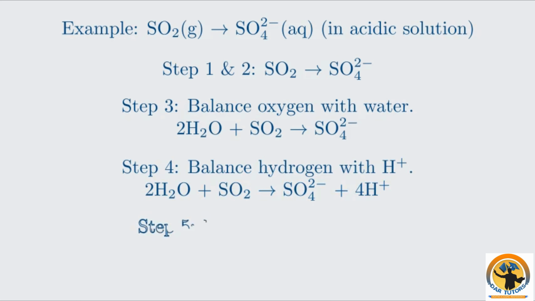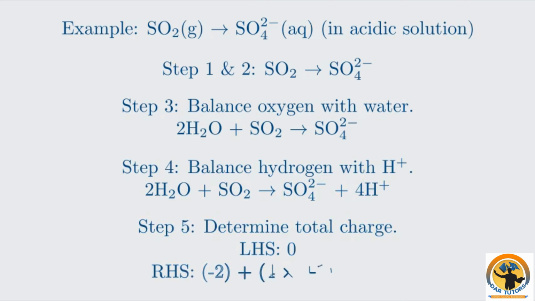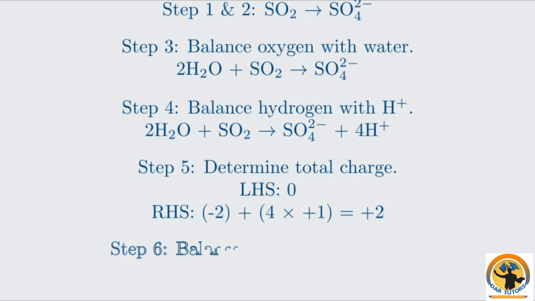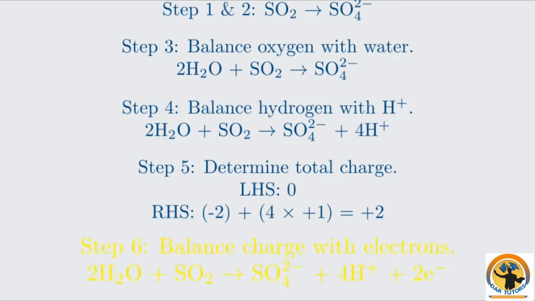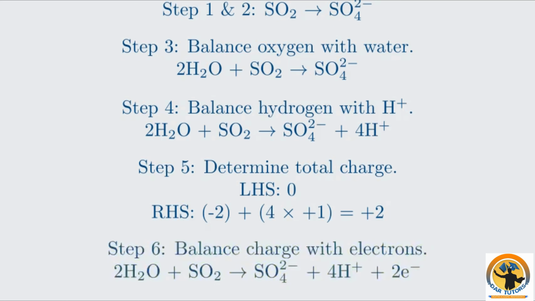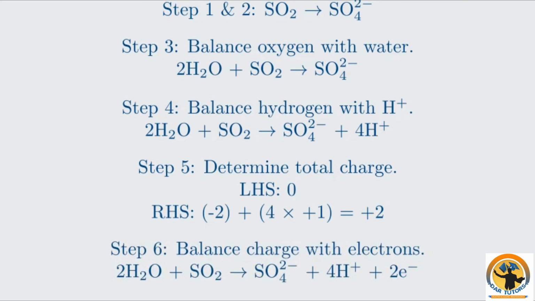Step 5. The left side has a charge of 0. The right side has a charge of -2 from the sulfate ion and +4 from the hydrogen ions, for a total of +2. Step 6. We need to add electrons to the more positive side to balance the charge. Adding 2 electrons to the right side will change its charge from +2 to 0. The final equation, 2H2O(l) + SO2(g) → SO4 2-(aq) + 4H+(aq) + 2e-, is now balanced. This represents the oxidation of sulfur dioxide.